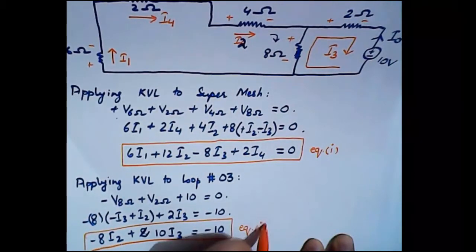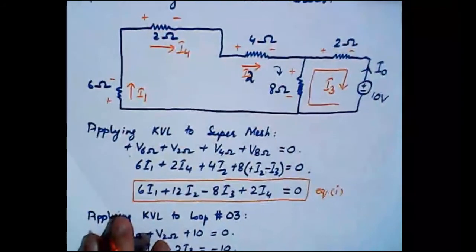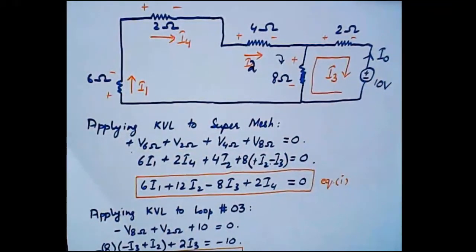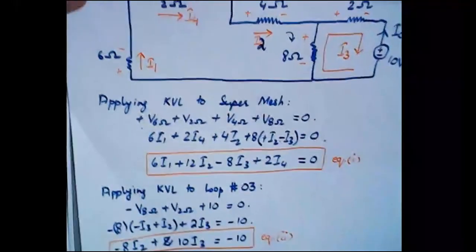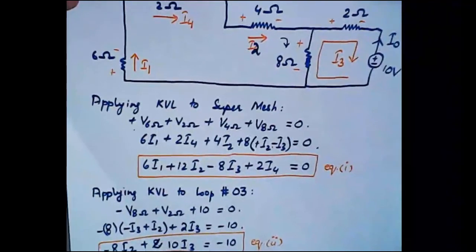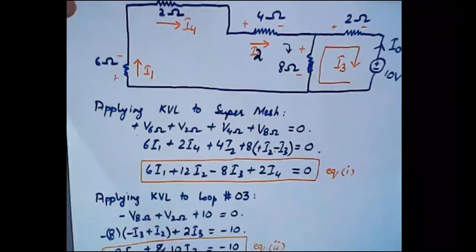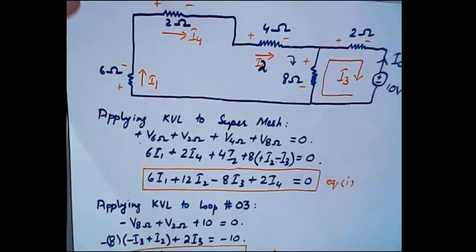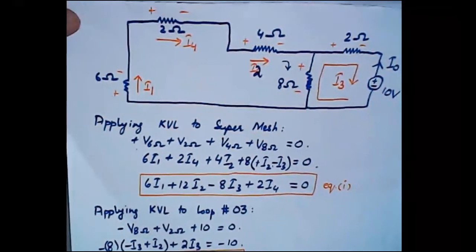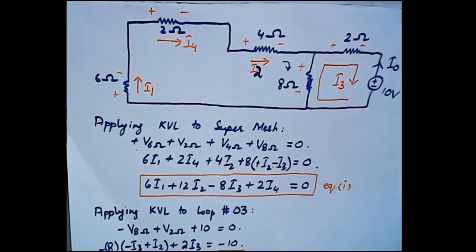Now you can see that in this particular question we have determined 2 equations, but the main question involved 4 loops, right? And since the main question involved 4 loops, there must be 4 equations. On the contrary, we have determined only 2 equations.